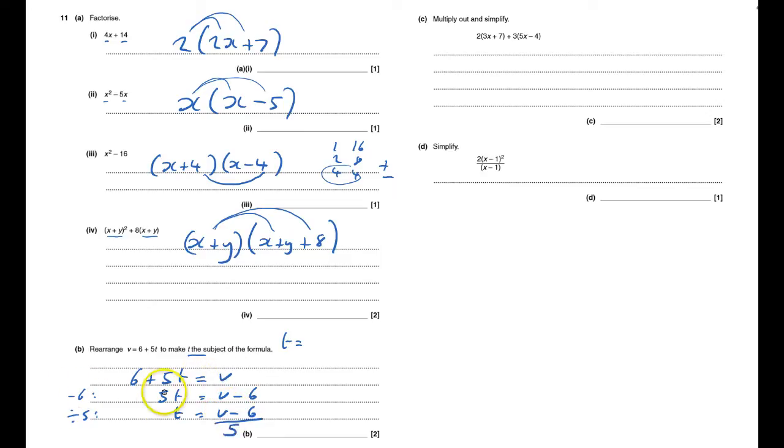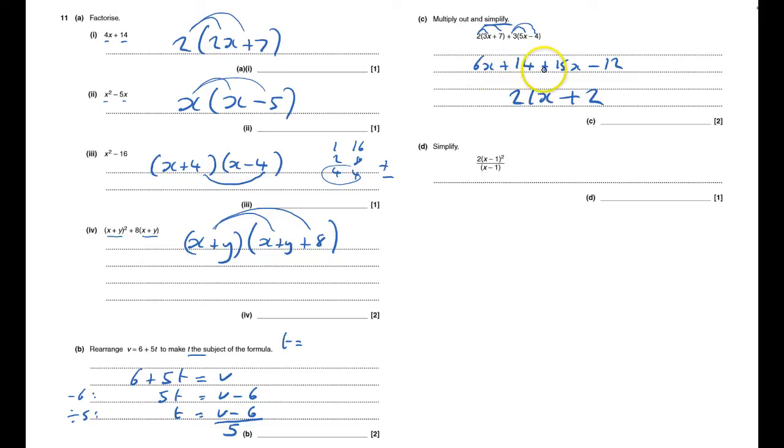That's that one. Multiply out and simplify. 2 lots of 3x is 6x's. 2 lots of plus 7 is plus 14. Plus 3 lots of 5 will be 15x's. And then plus 3 lots of minus 4, that'll be minus 12. I've got to simplify it as well, or I'll lose a mark. There's 21x's there. I've got plus 14, take away 12, that's a plus 2 overall.